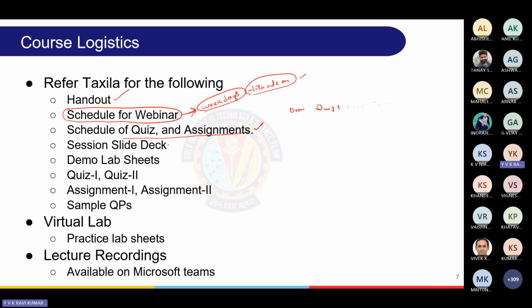Regarding the session slide deck, it will be uploaded at least by Wednesday or Thursday and will be available in your Takshila account. Once the session is over, the used PPT will be uploaded in the concerned Teams channel. Every faculty will have their own slide deck and will share it.